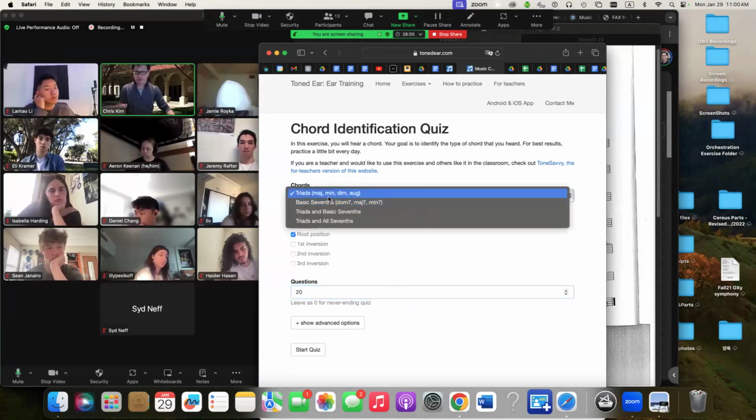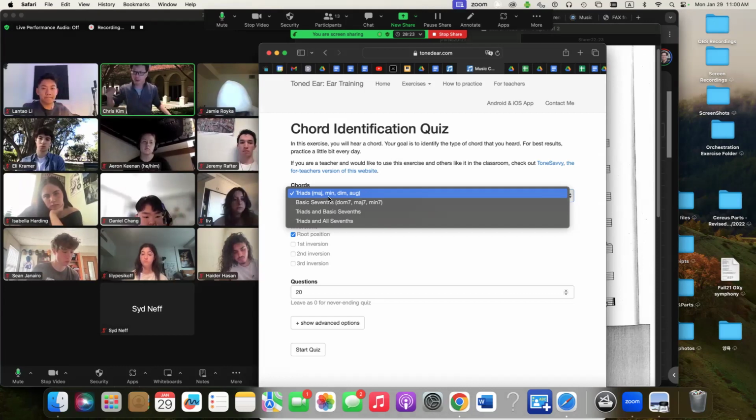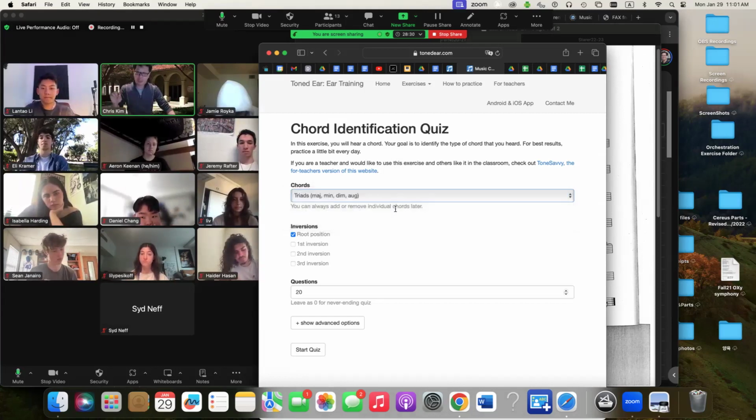What's great is that through the semester, we're going to do triads, basic sevenths, triads and basic sevenths, triads and all sevenths, plus the inversions. My goal is that we start to have a facility, a fluency where you can hear all these chord types in their different inversions and name them in real time. Today for our assignment, we're going to work on triads in root position: major, minor, diminished, augmented.